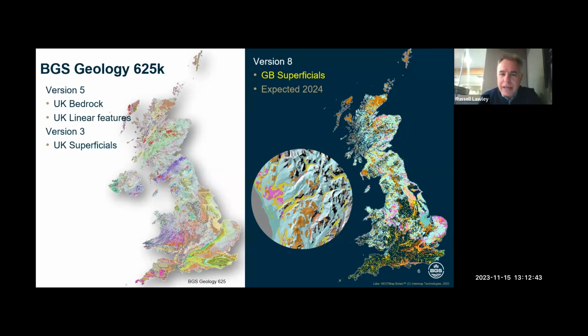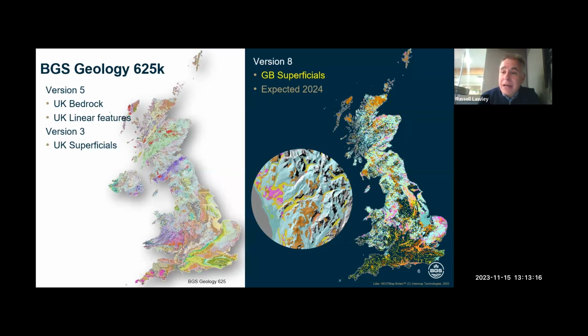We have been trying and experimenting for at least 15 years with automatic ways of rescaling our data. I think we're on our 4th attempt to create a 625K scale superficial model using 50K data. We still haven't got it right. I know that there's an AI team here at BGS who are itching to have another go. I'm a little bit old-fashioned, and I would just like to hand this map over to one of my cartographers and get them to draw it by hand again. But we will probably try again with AI and come up with a new GB superficials layer.